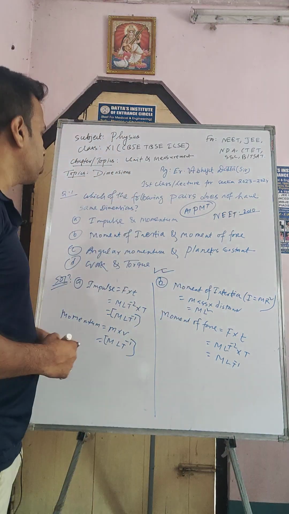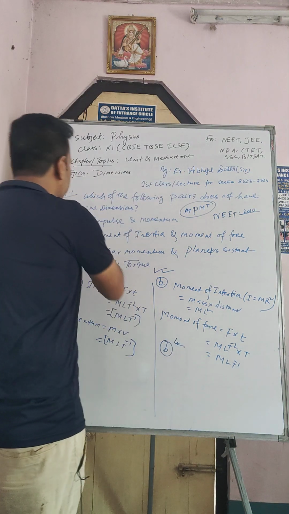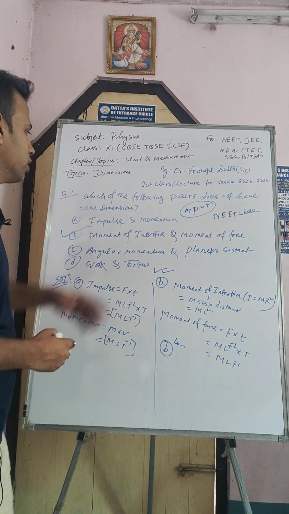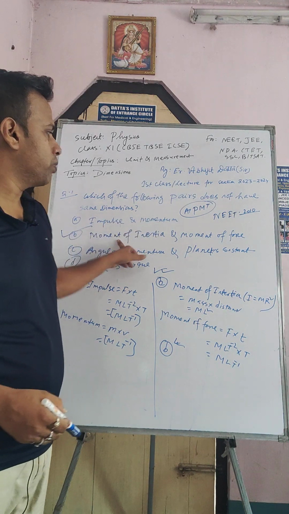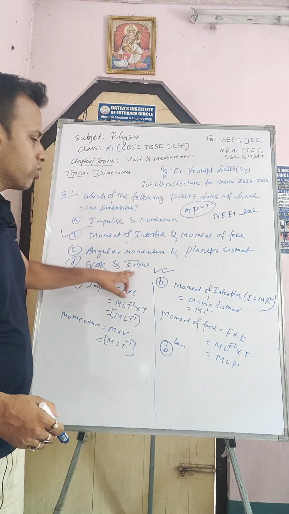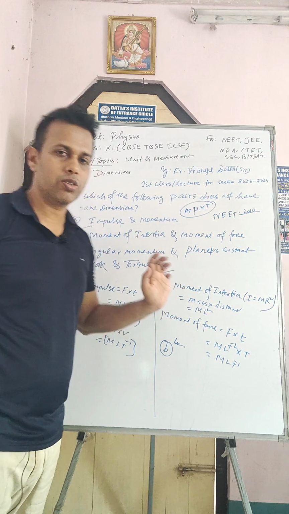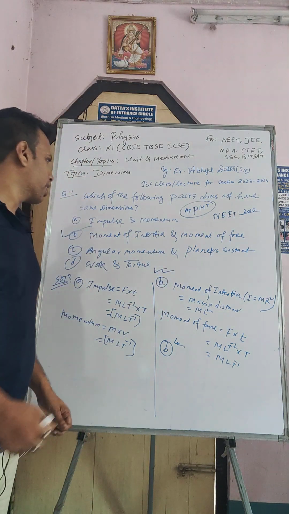So which option will be correct here? Option B is the correct answer because it does not match. This one matches with this one, and this one does not match with this one. If you look at the other two, work and torque have the same dimensions, and angular momentum and Planck's constant have the same dimensions. So option B is the correct answer.